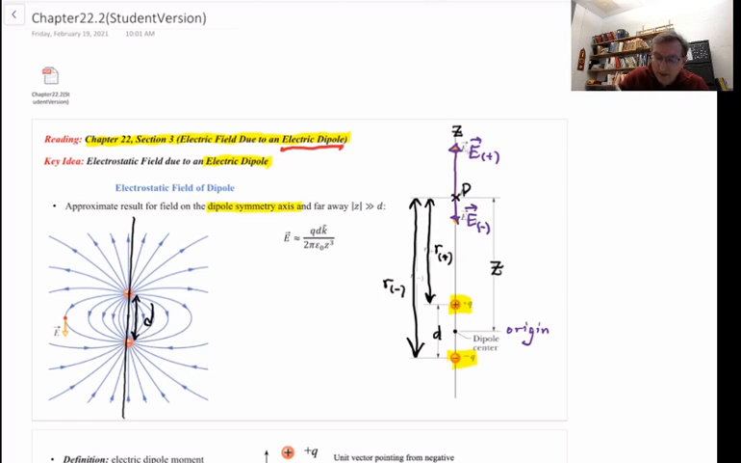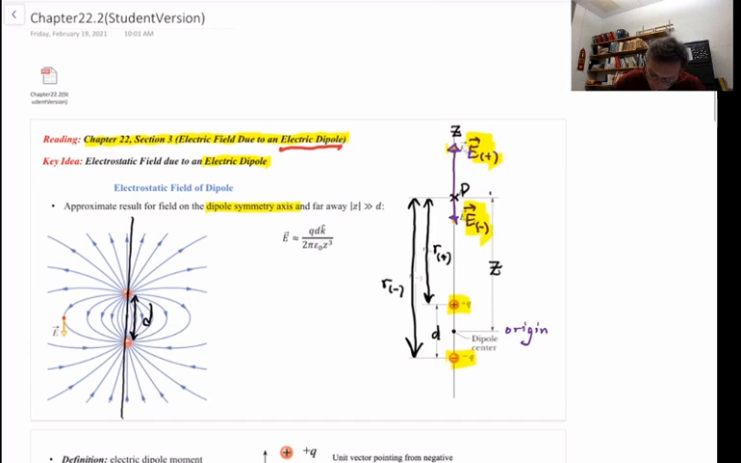So what we have to do here is add the vector E plus to the vector E minus. Since they point in exactly opposite directions and the E plus one is larger, I can already predict that the net field will point upward and be roughly that big, roughly. But we've got to find the formula for calculating that net electric field.